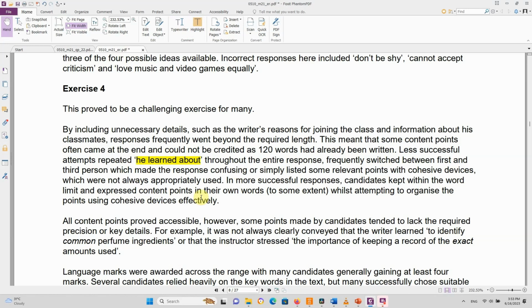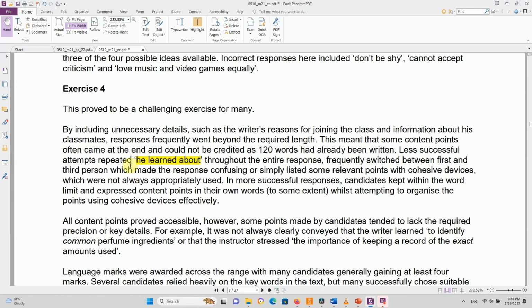It was easier for me to say, at first the writer learned about the history of perfume. Then, he learned how to identify common ingredients. After that, he learned how to create his own perfume. And finally, he learned that many shops use perfumes to influence customers' purchasing decisions. So repeating the same structure will be bad for your mark, okay?